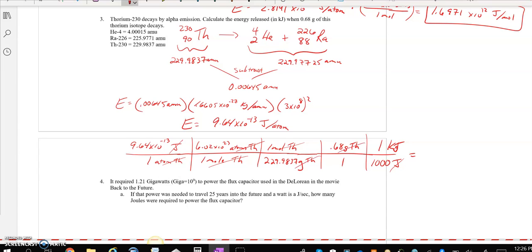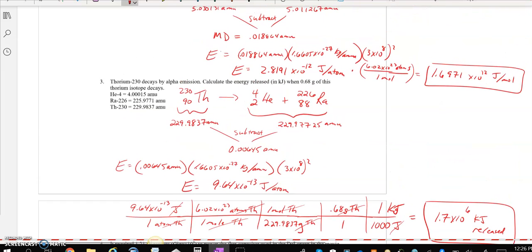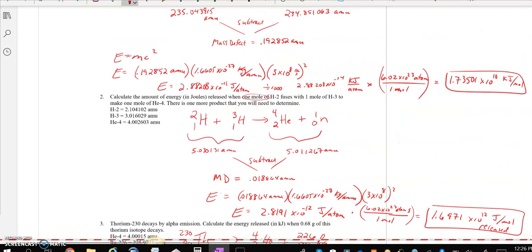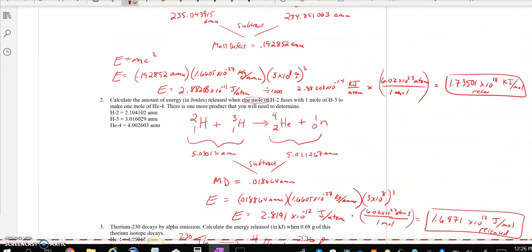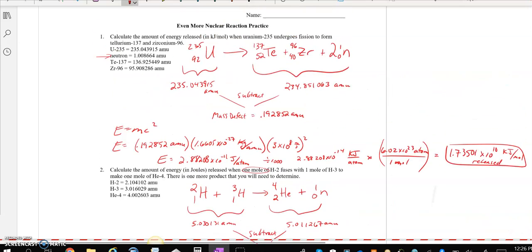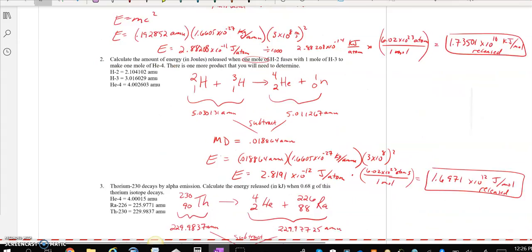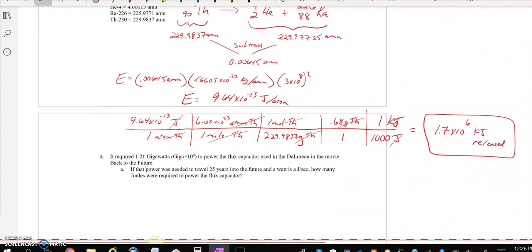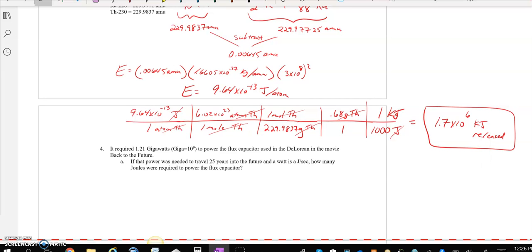So our answer is, rounding to 2 significant figures because of the 0.68, I've got 1.7 times 10 to the 6th kilojoules released. And this is really a good point to go up and say released for all of these amounts of energy. Remember, we stopped writing the negative sign for the mass defect, but we're just remembering that these reactions are all giving off energy.